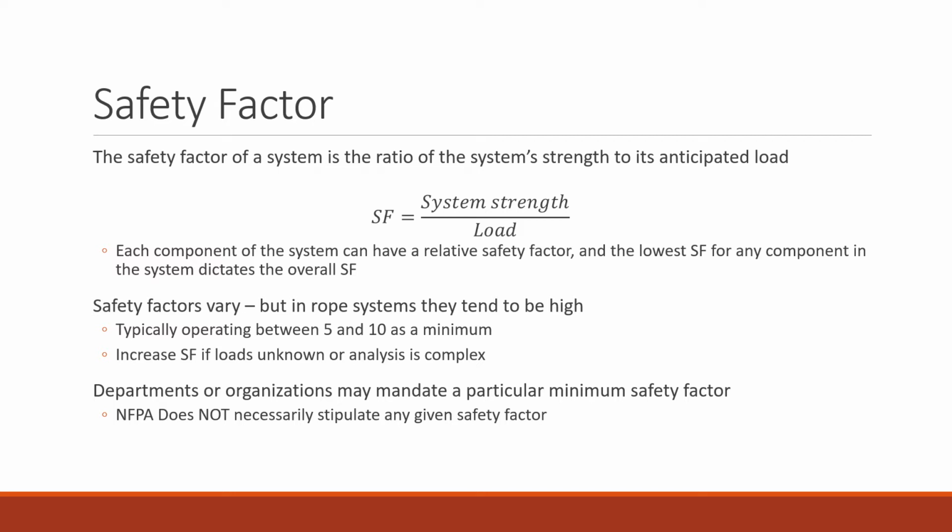The thing to do with looking at a safety factor is you have to remember each component of the system has its own safety factor. A given knot, a given carabiner, a given pulley, a given anything in a rope system has its own strength and then the load it is experiencing. The thing is, the lowest safety factor on any component in the system is what dictates the overall safety factor of the system. Literally, what is the weakest link of the chain? That weakest link is the maximum you can load that system because that's what's going to fail.